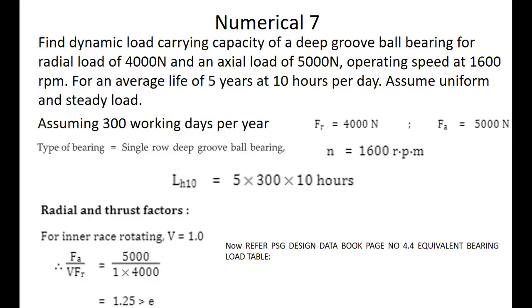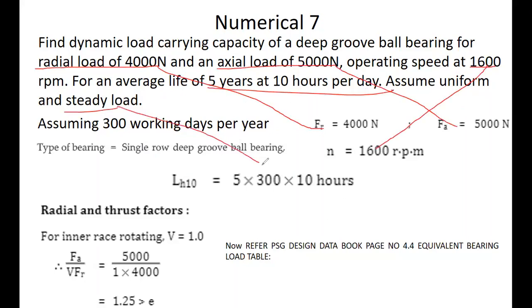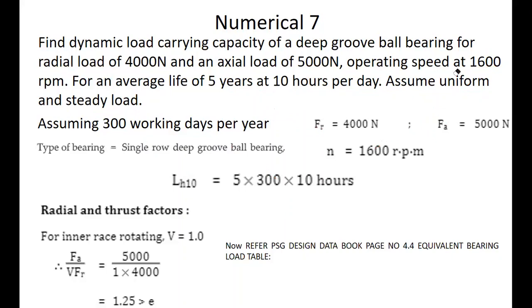The rest of the given data I have written here. For example, radial load is FR, axial load is FA, N RPM is 1600. This whole calculation I have done here, right? Now, one thing that should be noted is that we do not have our X and Y, which is our radial load factor and axial load factor.